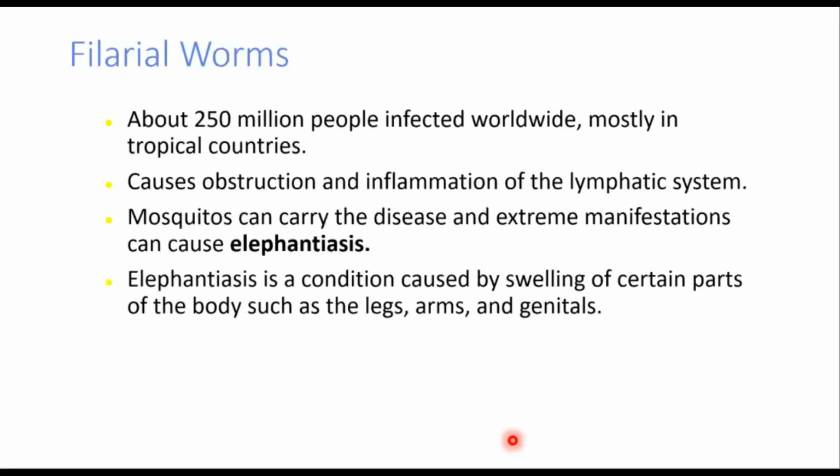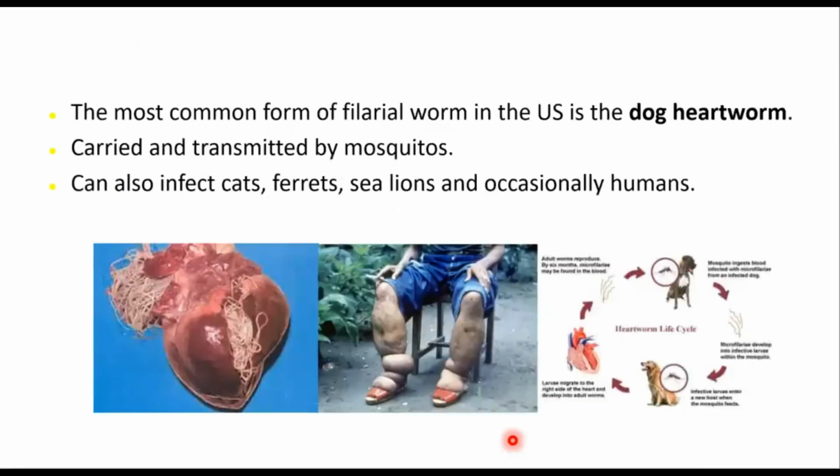Next are filarial worms. About 250 million people are infected worldwide, mostly in tropical countries. This can cause obstruction and inflammation of the lymphatic system. Usually the carrier is mosquitoes. An extreme manifestation is elephantiasis, a condition caused by swelling of certain parts of the body, such as legs, arms, and genitals. Here you can see the most common form of the filarial worm in the US. It can infect cats, birds, sea lions, and occasionally humans.